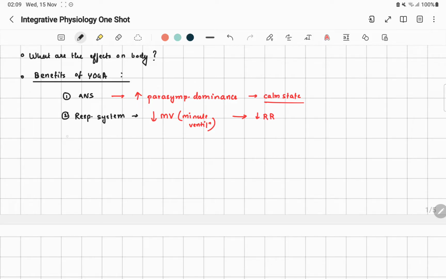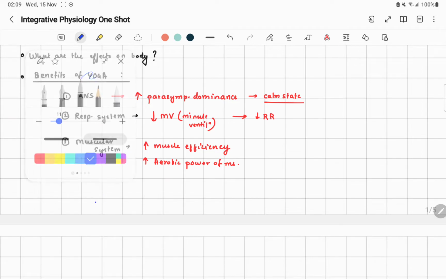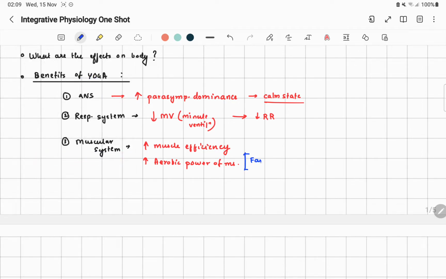And on the muscular system, this increases muscle efficiency. It also increases the aerobic power of muscles. Aerobic power is increased by converting fast twitch fibers into slow twitch fibers.